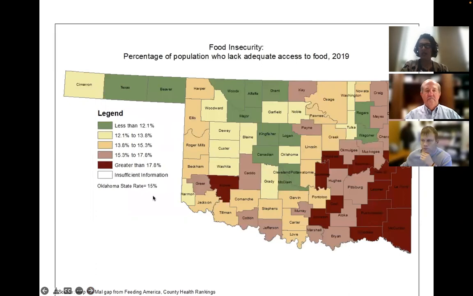Next, food insecurity. This is the share of the population who lack adequate access to food. This is overall how it's calculated. It's an econometric model where they're estimating income, essentially who potentially ran out of money to buy food in the previous year. You can see the higher the rate, the more red the shade. You can see a few counties in Southwest Oklahoma, but several counties in Southeastern Oklahoma, we see a higher rate of food insecurity. The green counties, some of the Panhandle and Northwest Oklahoma, tend to fare a little bit better.